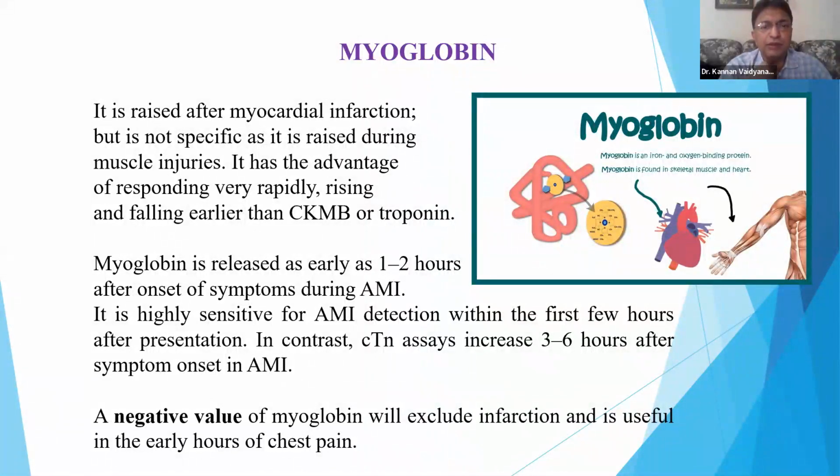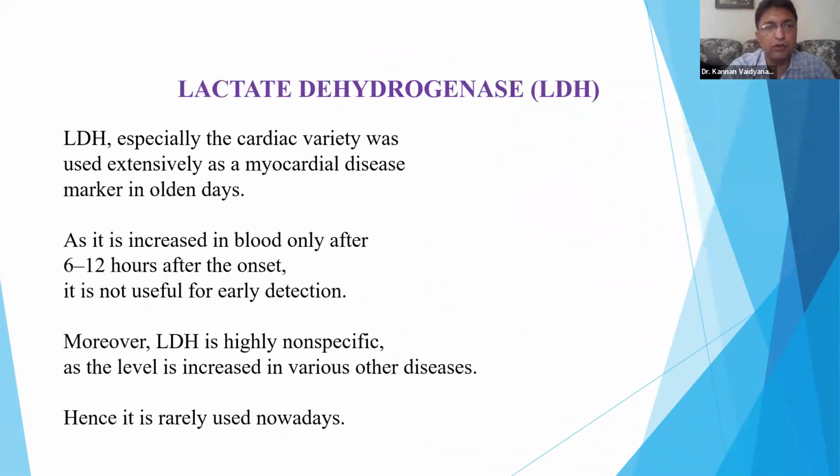However, it is not very specific because it can also be elevated in muscular injuries, but it is very sensitive for acute myocardial infarction within the first few hours after presentation, whereas the other markers may be getting elevated only at 3 to 6 hours. The other advantage of myoglobin is that a negative value will rule out infarction, and therefore it is useful in the early hours of chest pain too.